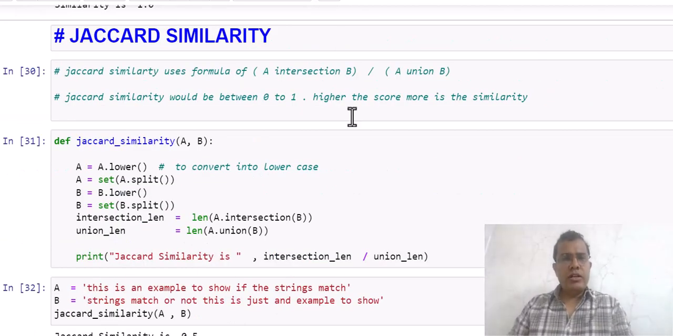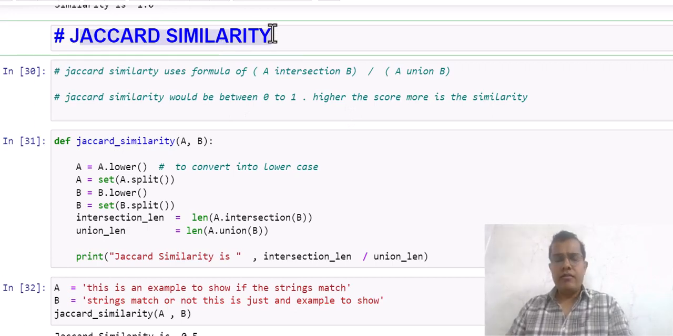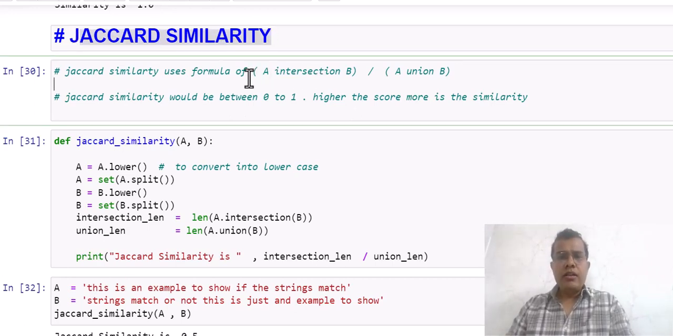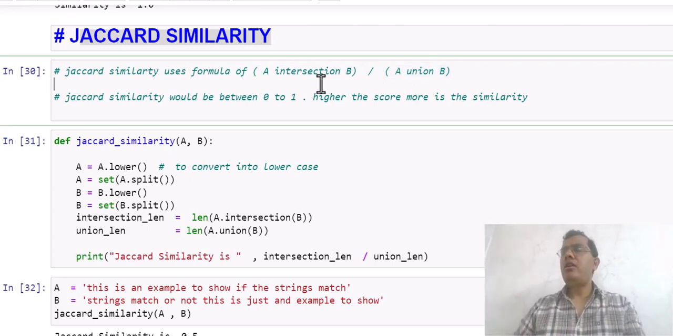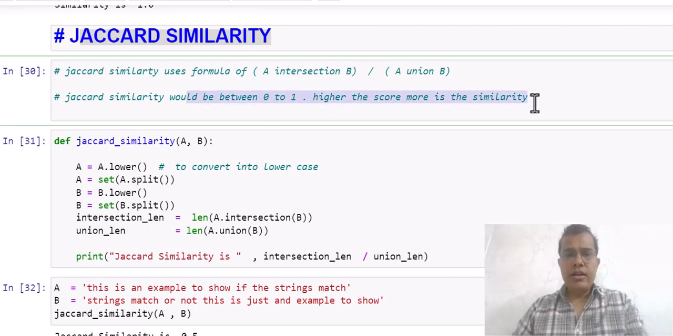Now, moving towards the fourth methodology, that is Jaccard similarity. Again, a very popular methodology, and the formula over here is quite simple. It says A intersection B upon A union B. So basically, we will find the intersection of A and B and divide by the union of A and B. Jaccard similarity would be between 0 to 1. The higher the score, the more the similarity.